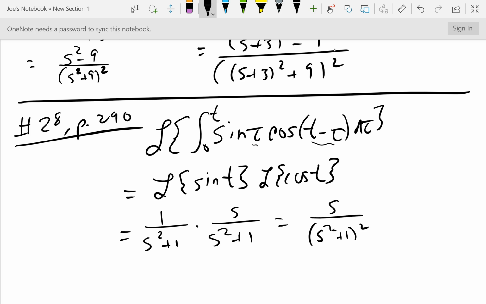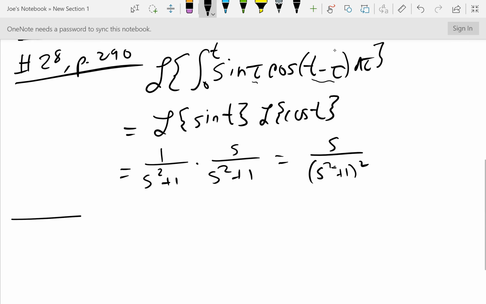So we've got a nice solution to this particular problem, pretty straightforward. Let's see if we can do another one. Let's look at number 30.